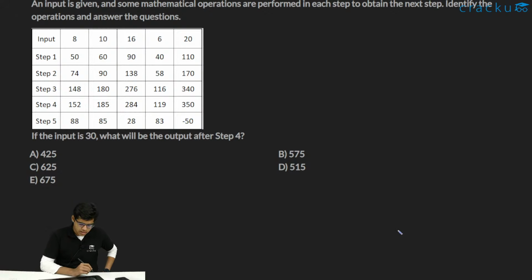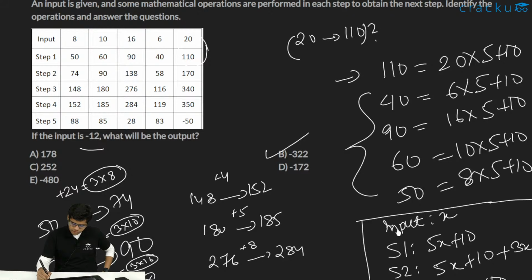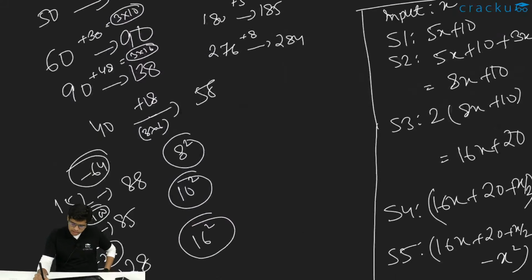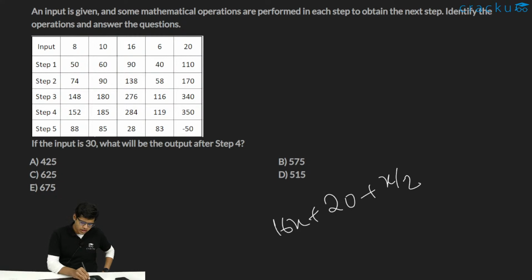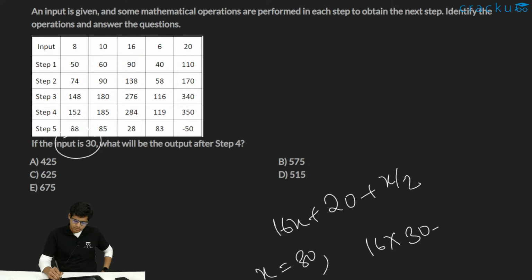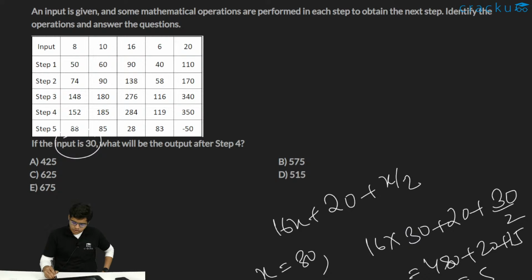Now input is 30. What is the output after step 4? In step 4, the output is 16x plus 20 plus x by 2. So input is 30, which means x equals 30. So what will be the output? Output will be 16 into 30 plus 20 plus 30 by 2. So 480 plus 20 plus 15. So it is 500 plus 15, which is 515. So the correct answer is option D.